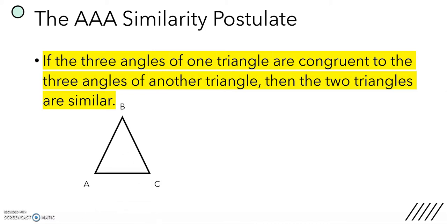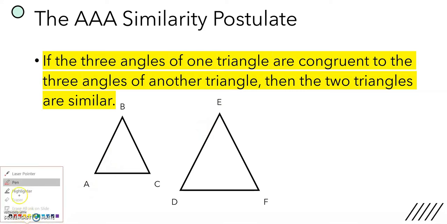Let us consider this triangle. We have triangle ABC and triangle DEF. So, of course, we know that it has three corresponding angles. We're going to write all of them. So angle A corresponds to angle D, angle B corresponds to angle E, then angle C corresponds to angle F.